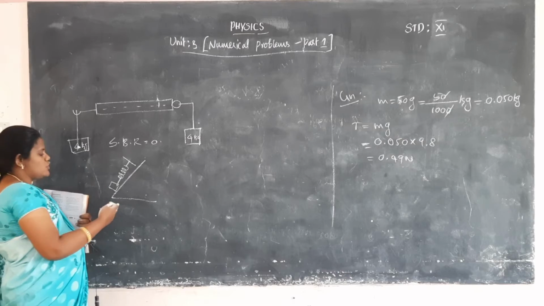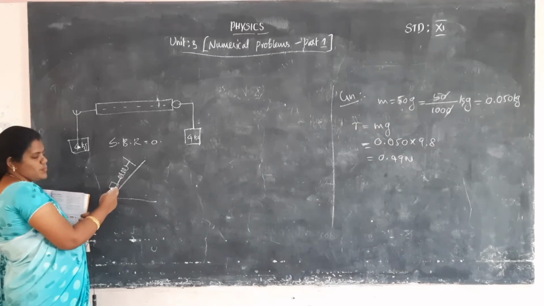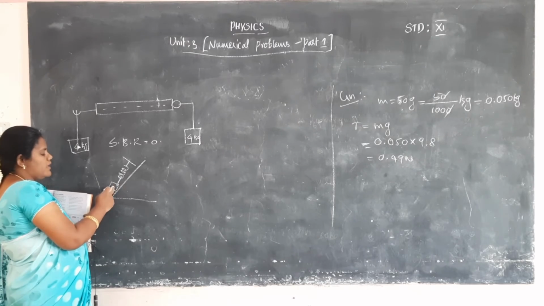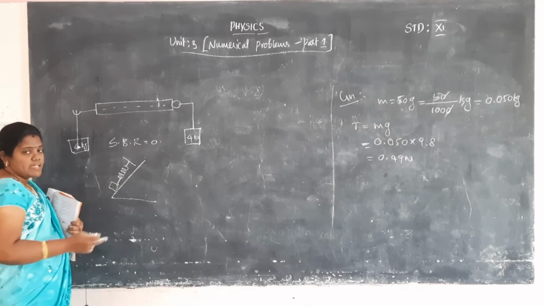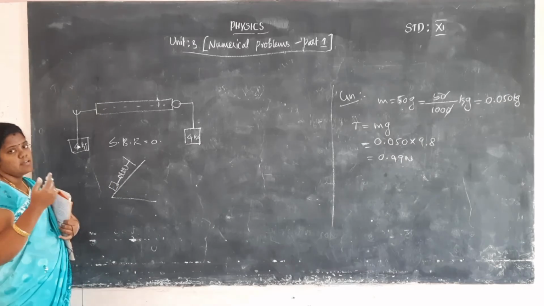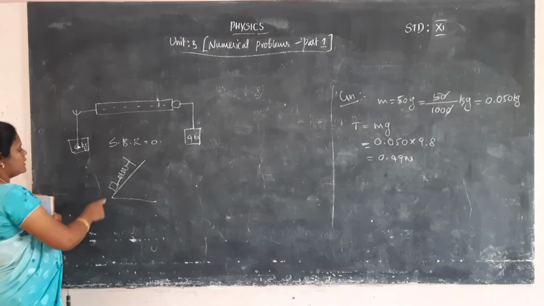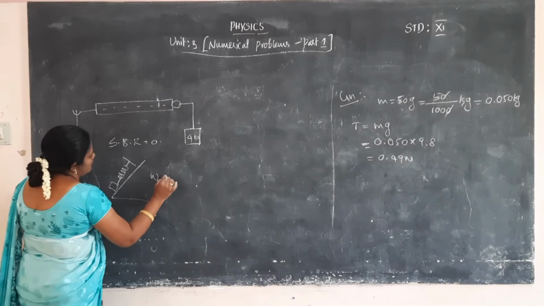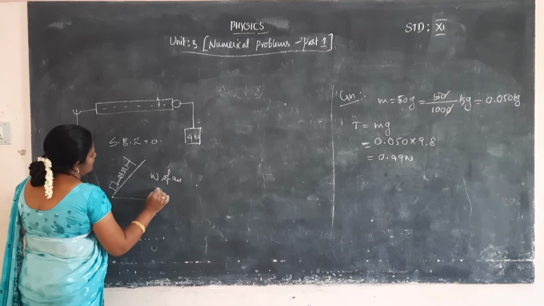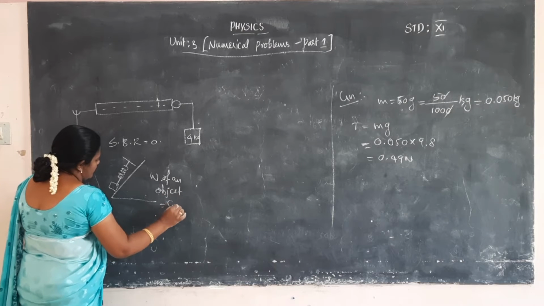We have attached one weight on the lower part of the spring balance, and that weight will give the reading in the spring balance. But the weight acts as a gravitational force. So the total weight of the object will be equal to the weight of an object. It will be equal to the gravitational force.